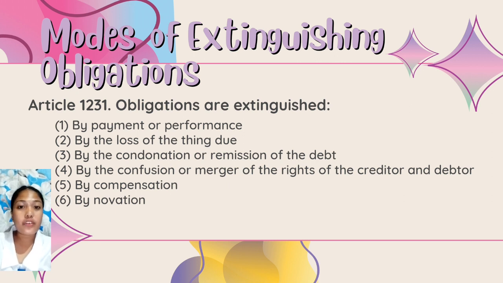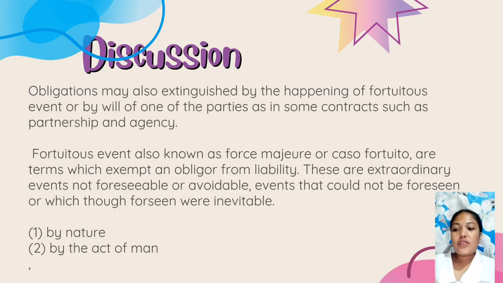In Article 1231, obligations are extinguished by payment or performance, by the loss of the thing due, by the condonation or remission of the debt, by the confusion or merger of the rights of the creditor and debtor, by compensation, and by novation. Other causes of extinguishment of obligations, such as annulment, rescission, fulfillment of a resolutory condition, and prescription, are governed elsewhere in this Code. On the next slide, we have the discussion of the said laws.